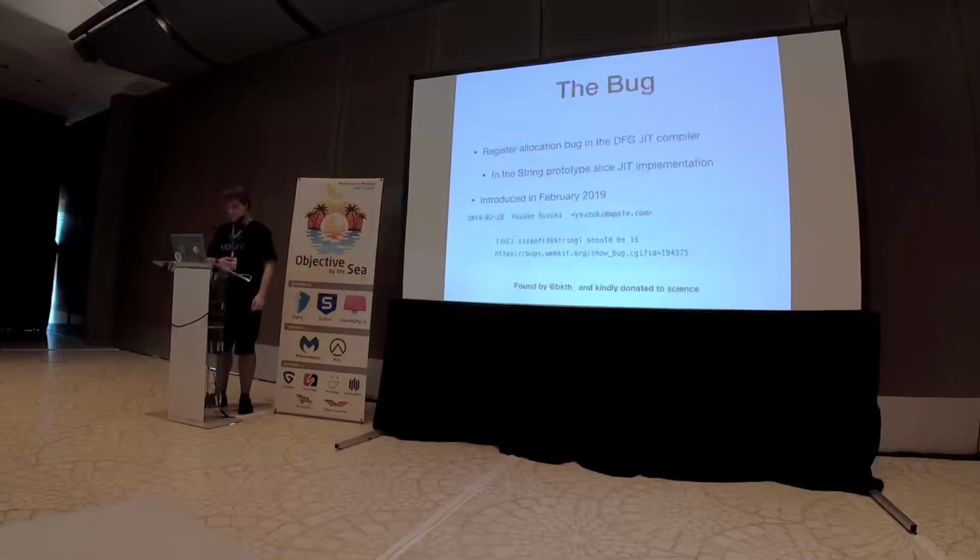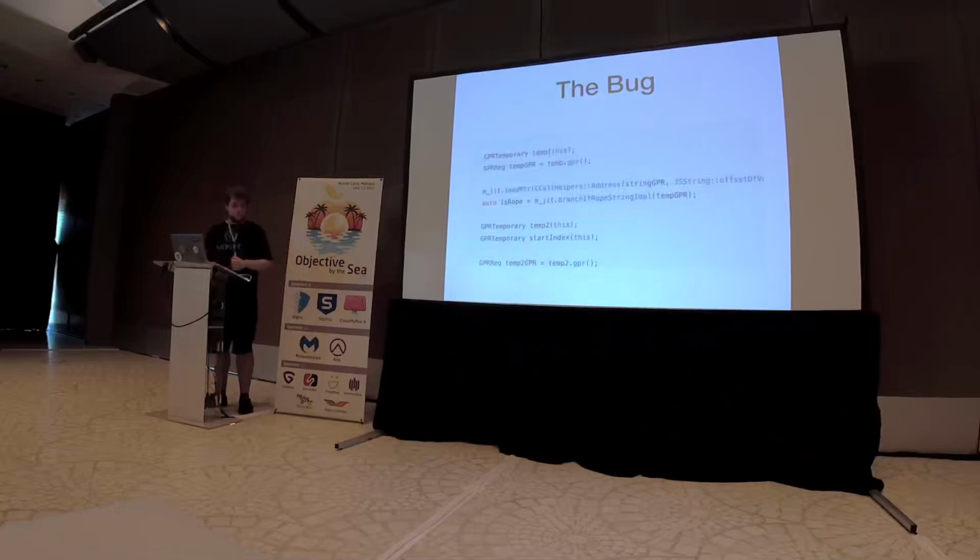And so we get to our bug. This bug was introduced fairly recently, in February 2019, and it's a register allocator bug in the DFG JIT compiler. It actually resided in the String.prototype.slice JIT implementation, and was introduced as a result of the JavaScriptCore team trying to shrink the object size of a string from, I think, 24 bytes to 16. So they introduced a very, very good remote code execution for a marginal gain in memory consumption. This bug was found by Bruno Keith and donated to science, so thanks to him for this.